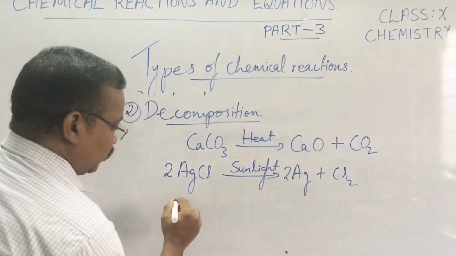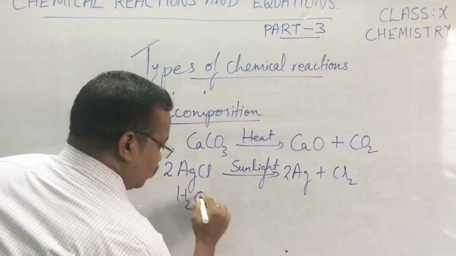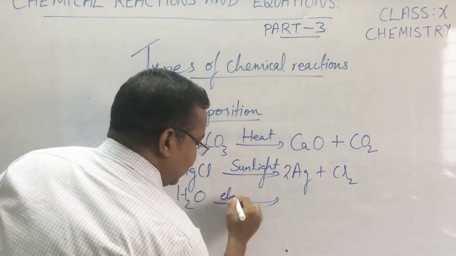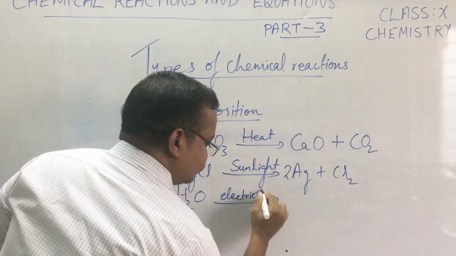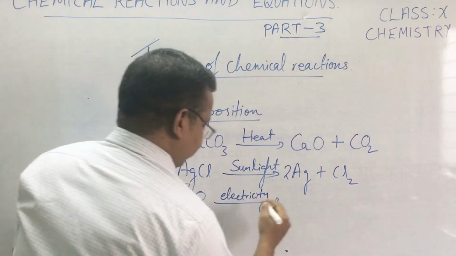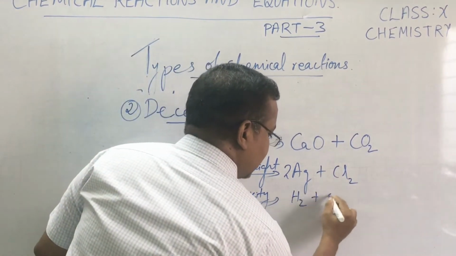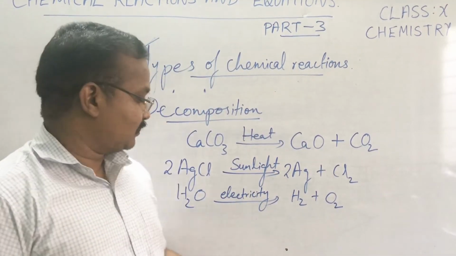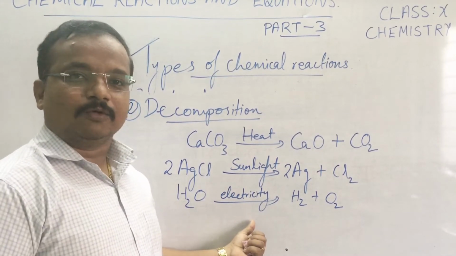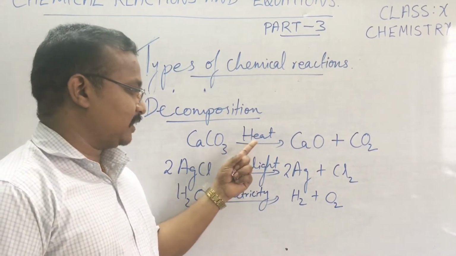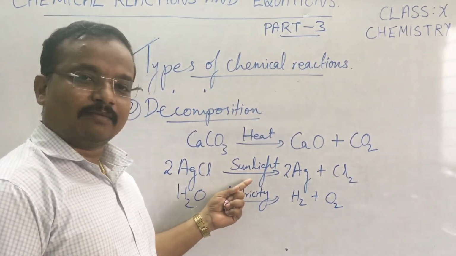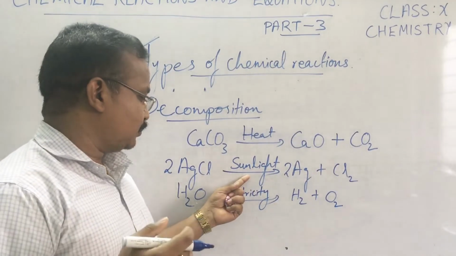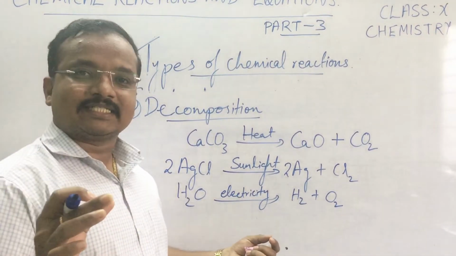Another one, look at the water molecule. How can a water molecule decompose? When you pass electricity into it, it will produce hydrogen and oxygen. This also you studied in smaller classes. So this is electrical decomposition. The first case is thermal decomposition, the second case, using sunlight, is photo decomposition, and in the third one we used electricity.